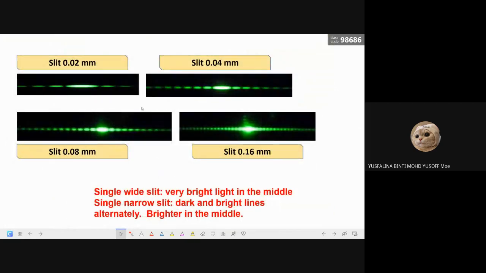Okay, so here what it says, a single white slit, okay? So very bright light in the middle, while in a single narrow slit, dark and bright lines alternate, brighter in the middle. So as you can see, when you increase the size of the slit, in the middle they become smaller, right? The bright fringes at the middle here become smaller in size. So here you can see when you increase the size of the slit, the bright fringes in the middle become smaller.